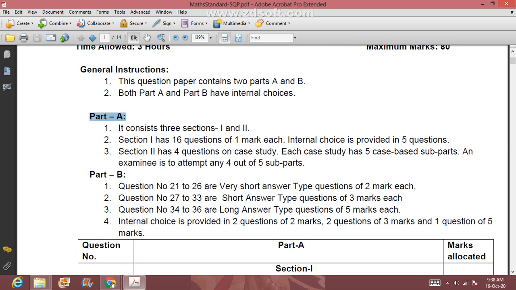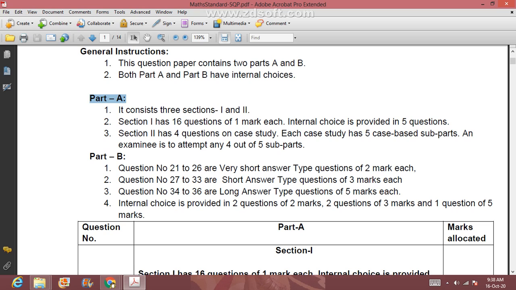Then you have understood. Part B is again not having sections. Straightforward questions are there. Question numbers 21 to 26 are very short answer type questions of 2 marks each, like the earlier pattern. There were 6 questions of 12 marks in total. So this is the same as the earlier section B. Now next, question numbers 27 to 33 are short answer type questions of 3 marks each. It is like the earlier section C.